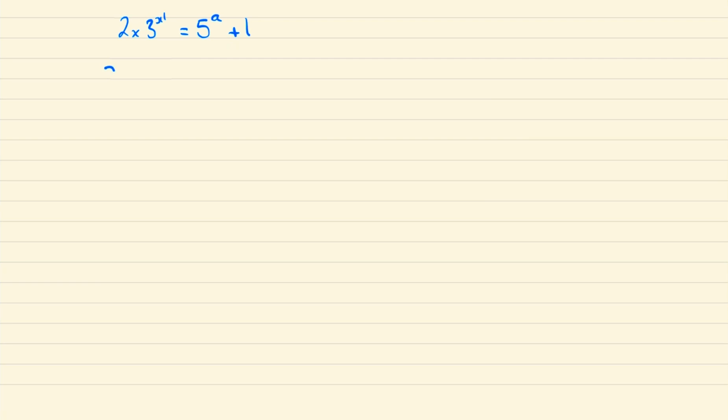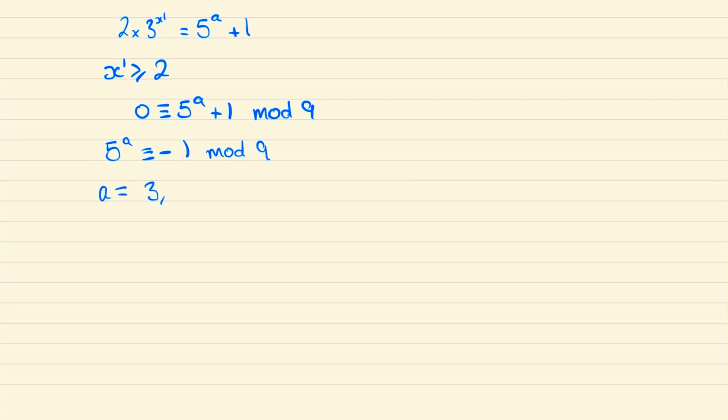Next we can consider all solutions for x' greater than or equal to 2, and since that will make 3^x' a multiple of 9, we can consider this equation modulo 9. So this would be saying that 0 is congruent to 5^a + 1 mod 9, and so 5^a is congruent to -1 mod 9. At this point we can just start plugging in some values for a, and we can find that a will be any number from the sequence 3, 9, 15, 21 and so on. And so we can represent it as 6n + 3, where n will be an integer greater than or equal to 0. And factorizing this, we can write this as 3 times (2n + 1).